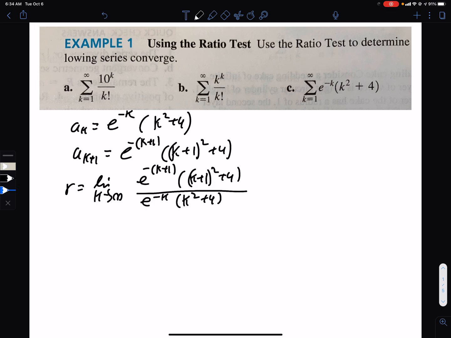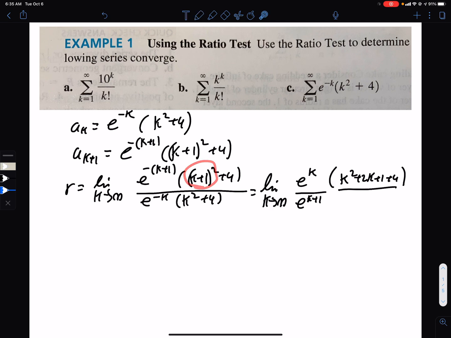And now we have some simplifying to do. So the negative exponents are going to cause these to switch places. So let me go ahead and do that. The limit as k goes to infinity, it's going to switch and become positive. And then on the top, I'm just going to multiply that out. k squared plus 2k plus 1 plus 4. So I just squared this binomial. And on the bottom we have this.